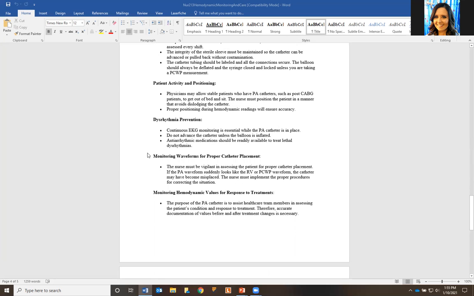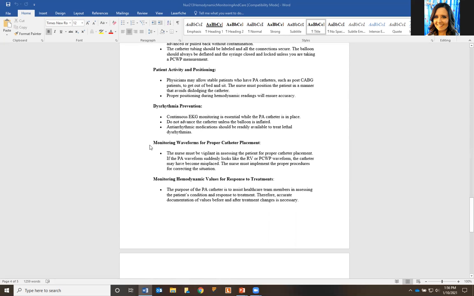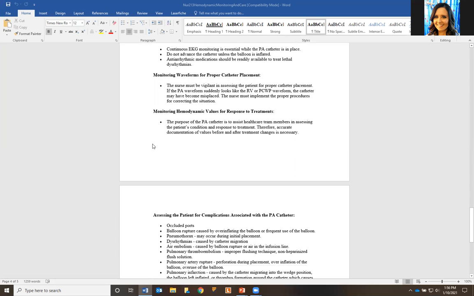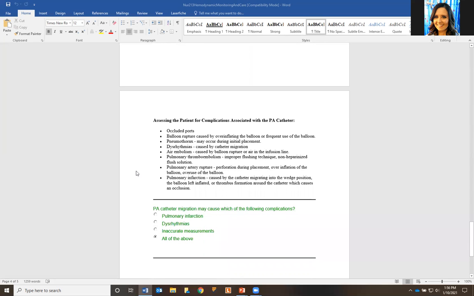We're going to monitor our waveforms, look at our ECG, monitor for dysrhythmias. And then of course we're going to monitor our values for response to treatments. So maybe their CVP is high. We gave them some furosemide. Now an hour later, let's look at their urine output. Has it increased? Has their CVP decreased? Monitor for air embolisms.